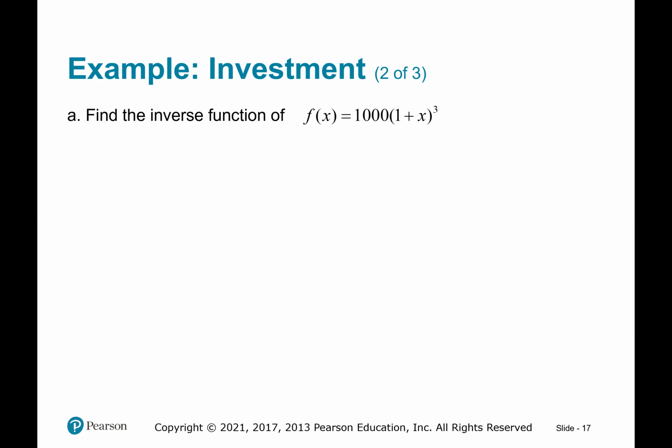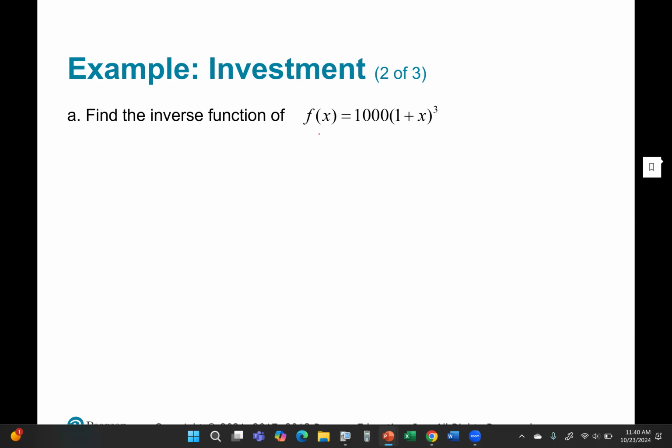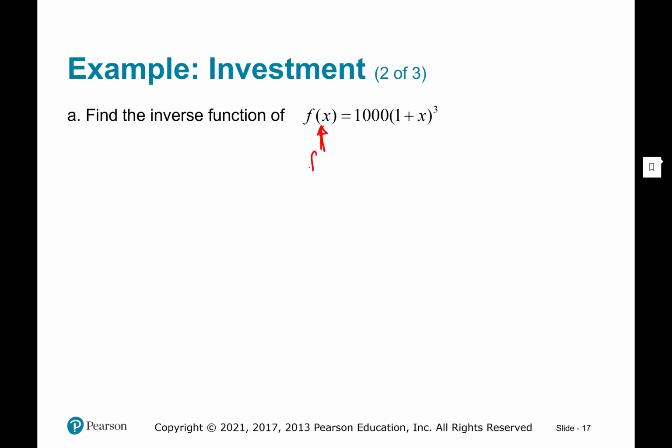Okay, so this is a function that gives me a future value that depends on the interest rate. So the independent variable is the interest rate. The dependent variable is whatever this is worth after 3 years. So if I find the inverse, the independent variable is going to be the future value. What's going to be dependent on the future value is the actual interest rate. So let's find the inverse.